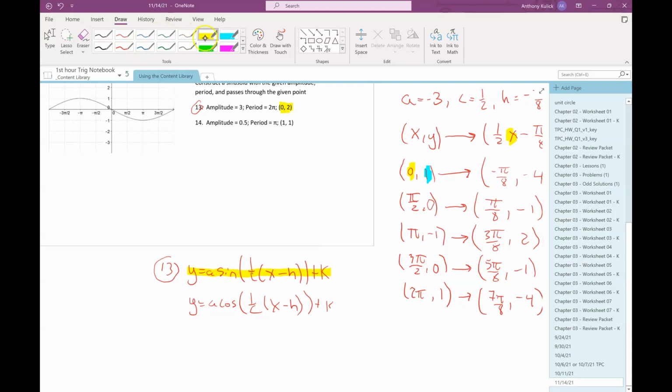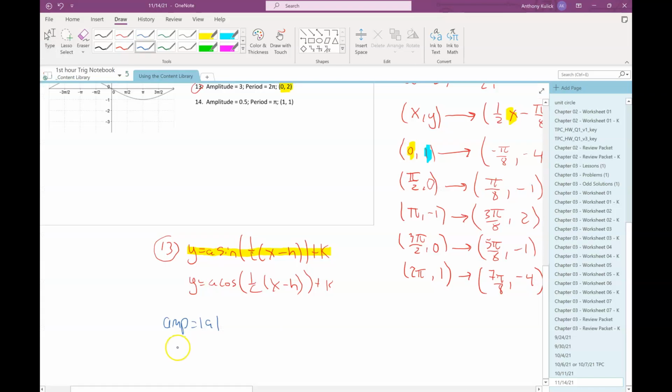So the first thing I'm going to consider now that I've chosen to write a sine equation is I'm going to use the amplitude, because I know the amplitude gives me the absolute value of A. So in our case, that absolute value of A is 3. Now, I don't know yet whether that value for A is going to be positive 3 or negative 3. We'll decide that in a few moments.